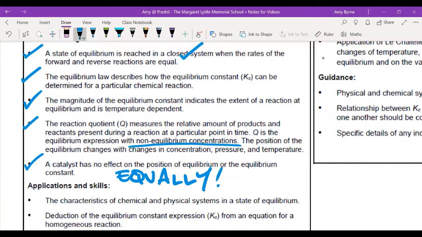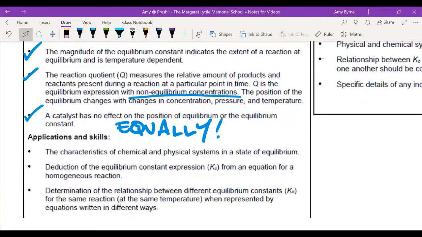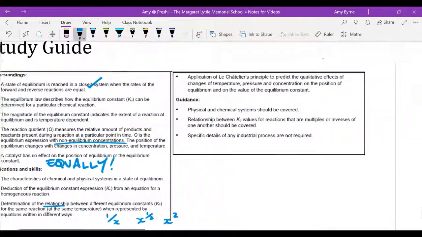Make sure you're writing the word equally or the IB get crabby at you, and as will I and your chemistry teacher in class. So chemical and physical systems at equilibrium, those macroscopic qualities. I've shown you how to get the equilibrium constant expression and relationship, whether it's the inverse or the half or the squared, depending on how exactly I've shown that reaction.